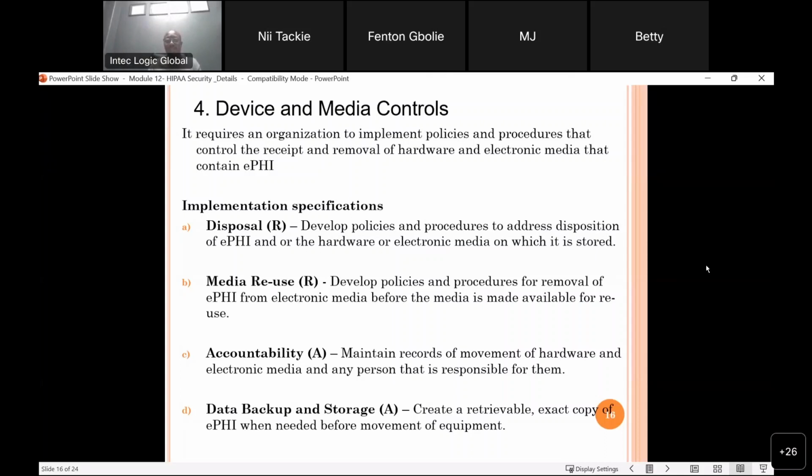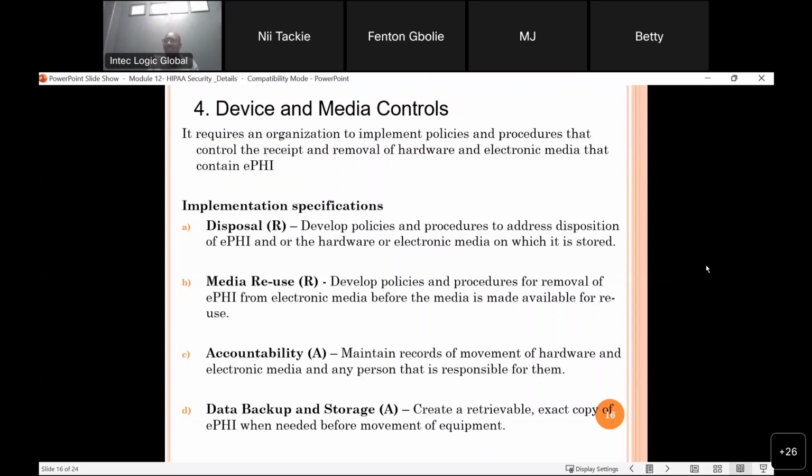Media reuse. If they have to reuse a hard drive or any part of the media or the device or the computer, what processes do they do? Do they follow a procedure, right? A policy and procedure just to make sure that as you are using a media like a hard drive that was on one computer and you're putting it in another computer, you wipe all the PHI, you wipe all the confidential data, right? So that when you put it in another computer, the people who are going to access it will not have access to that PHI. It's very, very important.